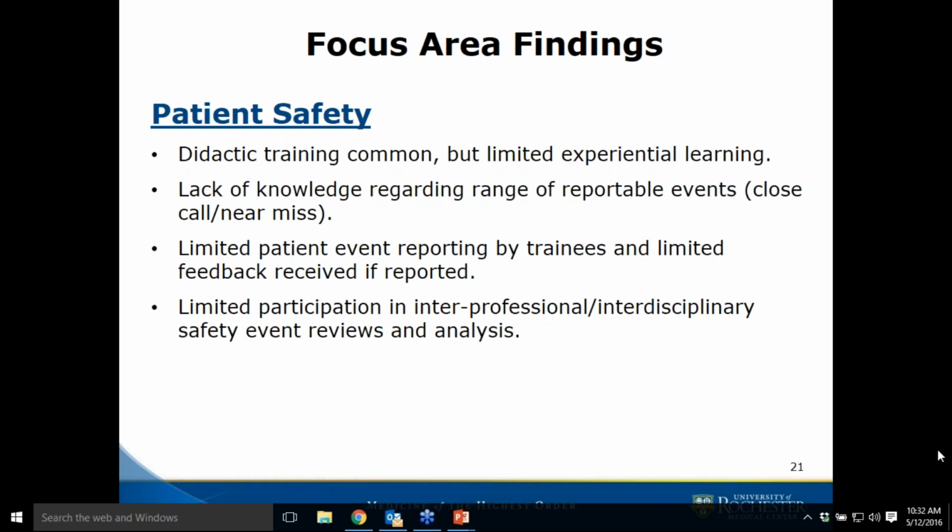And then there was limited participation in interprofessional safety reviews. If there was an M&M going on, it really didn't involve many professions. If there was a root cause analysis going on, it often didn't involve the residents, and so the whole concept of interprofessional learning really wasn't very strong during what they saw at the visits. Next slide.